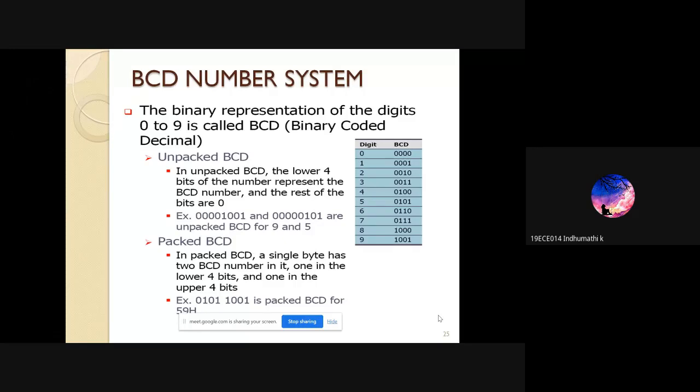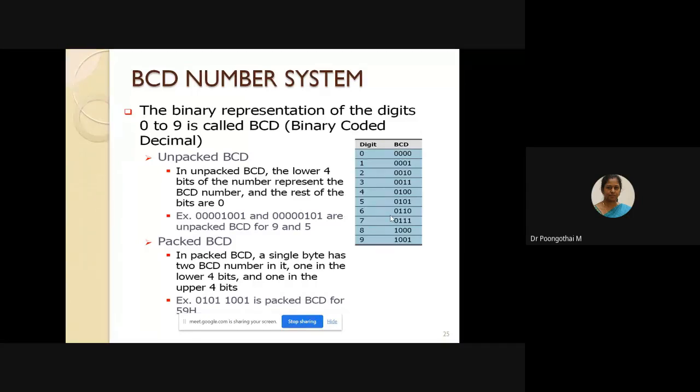Each digit is represented in binary. Yes, each digit is mapped, like 11 will be represented as 0001 0001. So the binary representation of 0 to 9 is called BCD. Look at this table. 0 can be represented by four zeros. 9 can be represented as 1001. So these are not binary or hex numbers. The binary representation of 0 to 9 is called BCD.